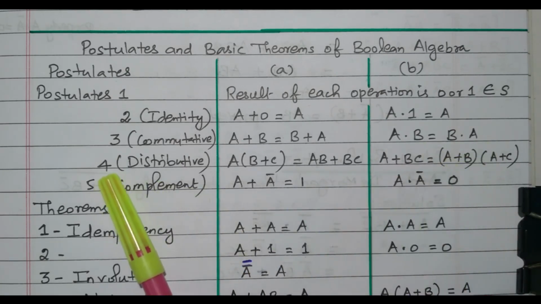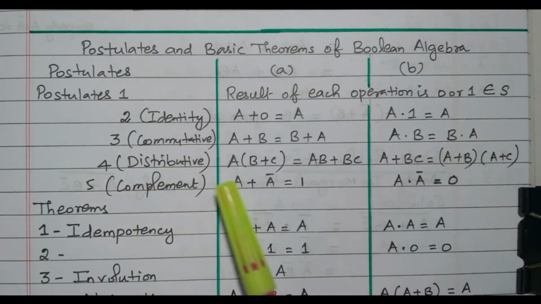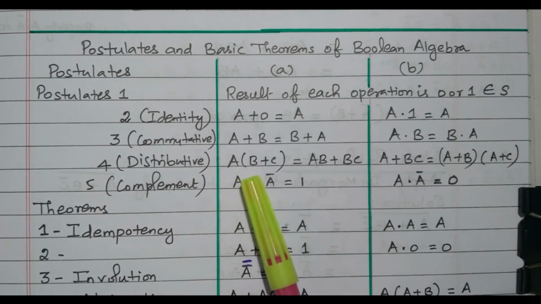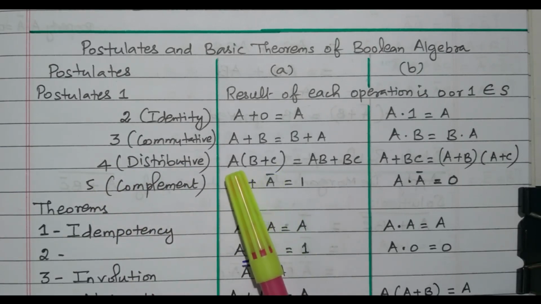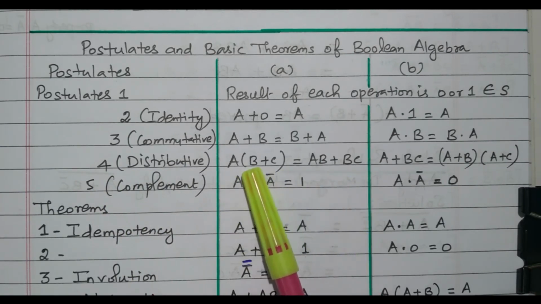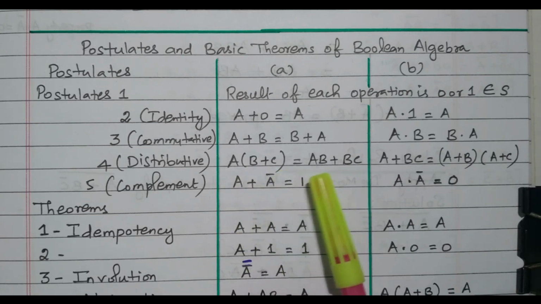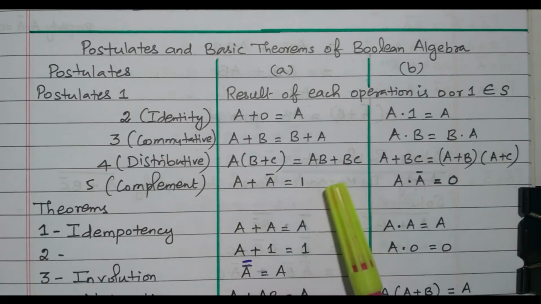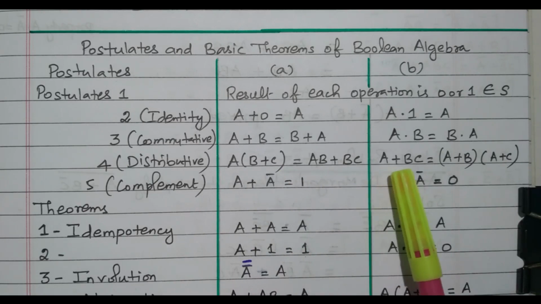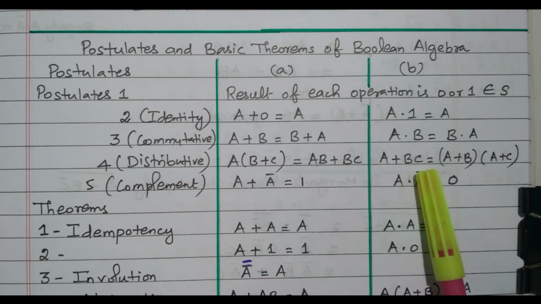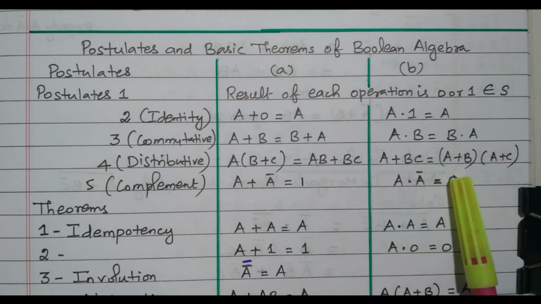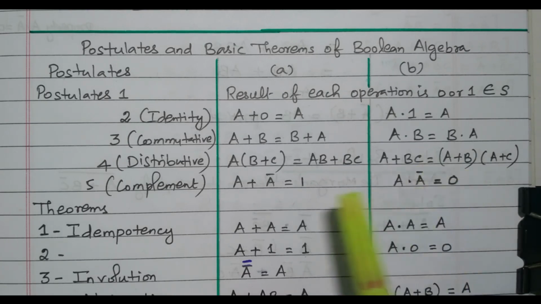Then the fourth one, distributive. What is distributive? A into (B plus C) can be written as A into B plus A into C, so A(B plus C) is written as AB plus AC. Similarly, A plus BC can be written as (A plus B) into (A plus C). We can write it like this. This is called the distributive law.